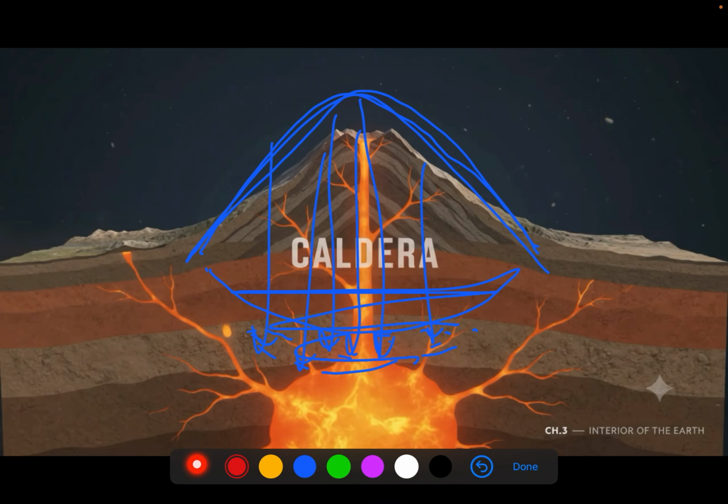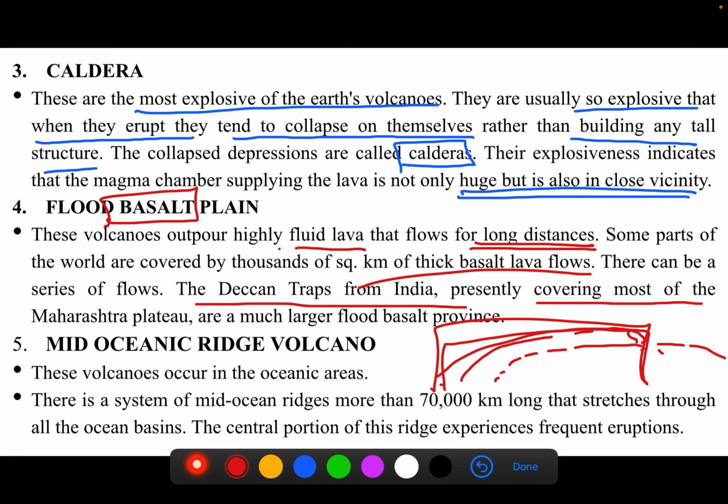Let's study about the mid-oceanic ridge volcano now. So this volcano occurs in the oceanic areas. There is a system of mid-oceanic ridge which is more than 70,000 km long that stretches through all the ocean basins. The central portion of this ridge experiences frequent eruption. Now why is it experiencing frequent eruption? Because we have already seen that oceanic crust is only 5 km in thickness. It is so weak that it is very easy for magma to come out in the form of lava.